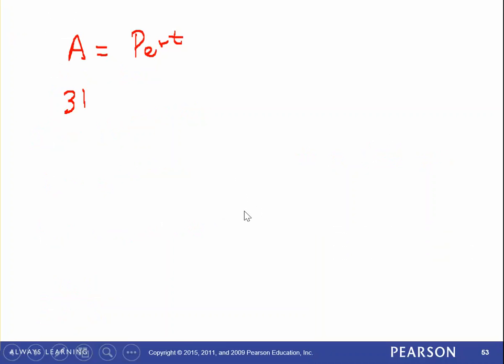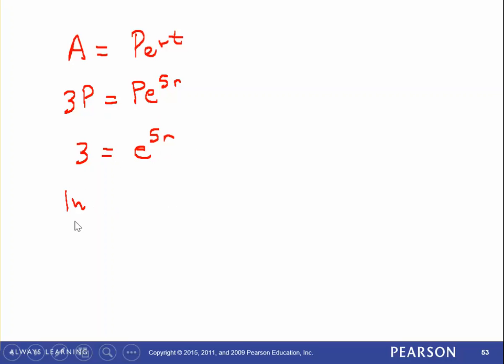Well, again, we're going to put in 3P for the A value, and then we're going to put in a 5 for the t value. And I don't like r times 5, so it's going to be 5 times r instead. Cool. Divide both sides by P, and we're left with this. Again, we're going to change forms. We're going to go from exponential form into logarithmic form.